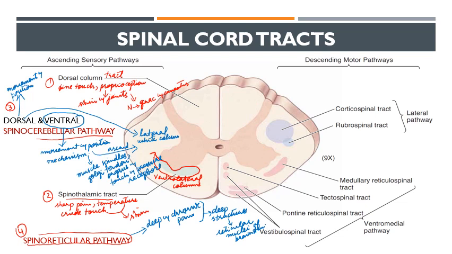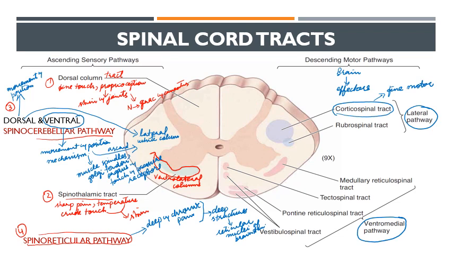Then are the descending pathways. The descending pathways are divided into lateral pathways and the ventromedial pathways. Descending pathways means these descend downward from the brain to the effectors. The most important among the descending pathways is the corticospinal tract, and the function of the corticospinal tract is to control fine motor movements.